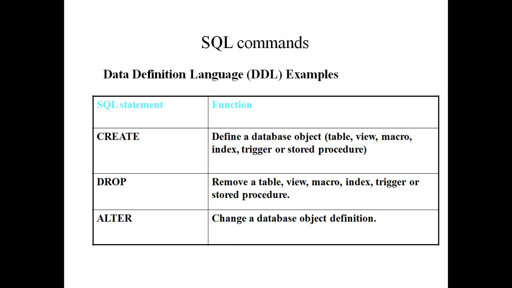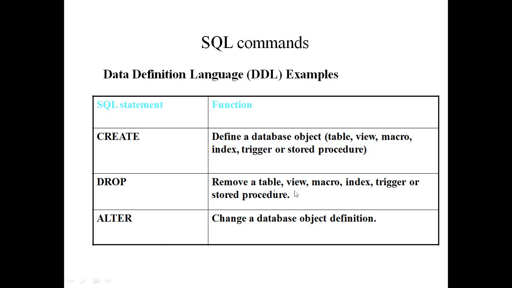Let's see some of the operations. We have a create operation, where we can use this syntax to create a new object. That means we are going to define this object. It could be a table, a view, a macro, index, trigger, and stored procedure. If we are trying to create any of these, then the command we have to use is create. And if we are going to drop or remove any existing object, the command we are going to use is drop.